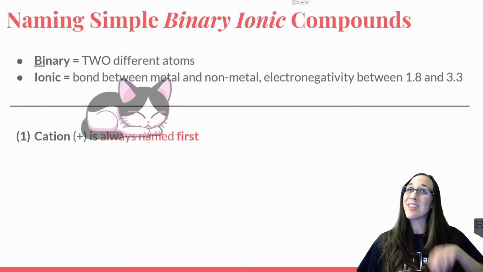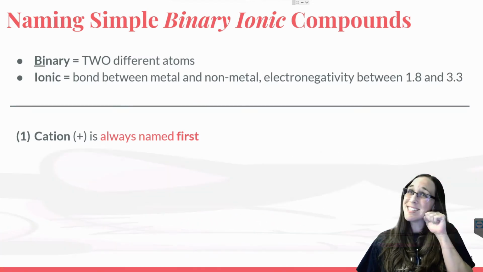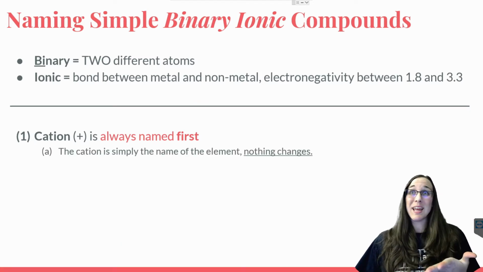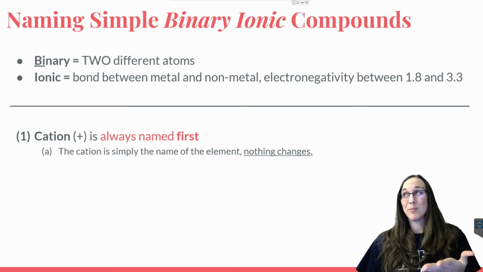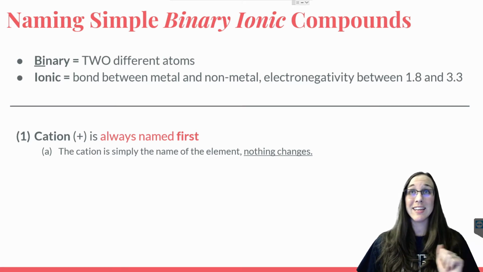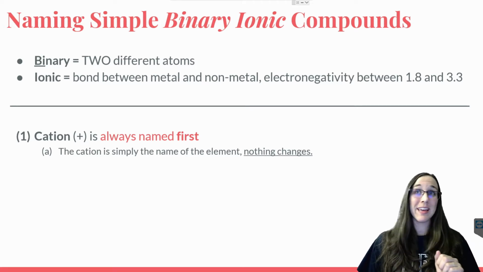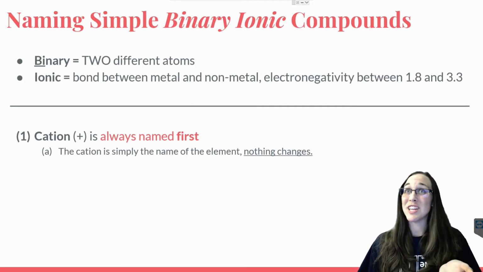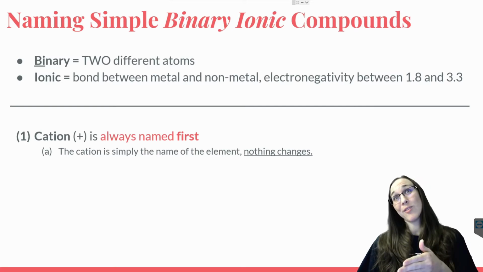They're so cute with their little positive charges. And the cation's name is simply the name of the element that you find on your periodic table. Nothing changes. If you're looking at N, it's nitrogen. You're looking at O, it's oxygen. If you're looking at Ca, it's calcium. If you're looking at Mg, it's magnesium. You don't change anything about it, just use the name that's already on the periodic table.